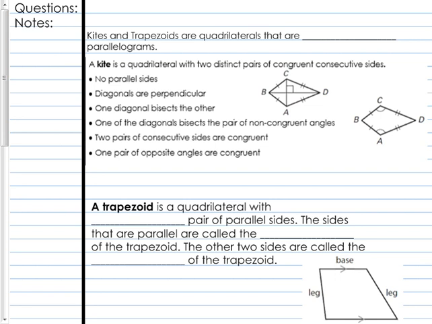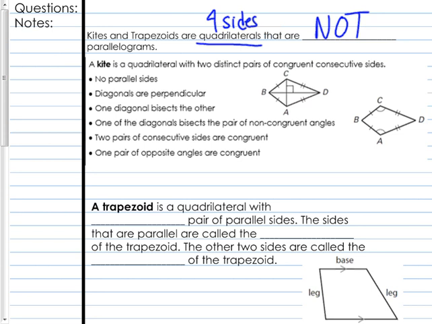I want to start off by saying that kites and trapezoids are different types of quadrilaterals. They are quadrilaterals because they have four sides, but they are not parallelograms because their opposite sides are not parallel. So all of the properties that we know about parallelograms do not apply to kites and trapezoids. Kites and trapezoids have their own set of properties. They are quadrilaterals, so they do have four sides, but they are not, and I'm going to write this in big capital letters, they are not parallelograms, okay?